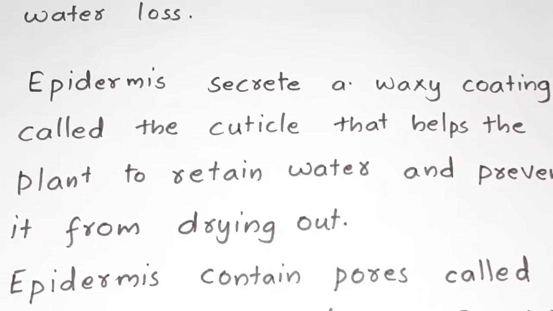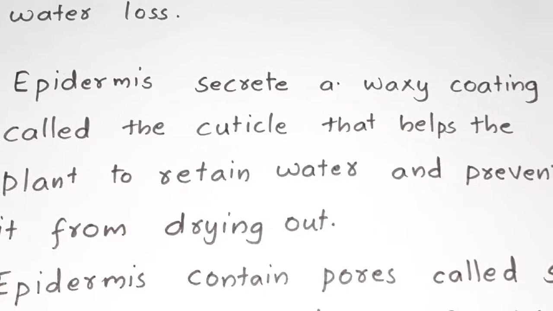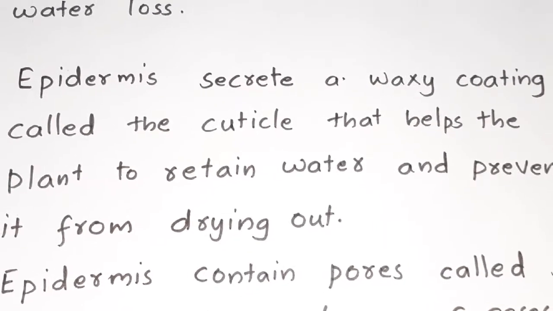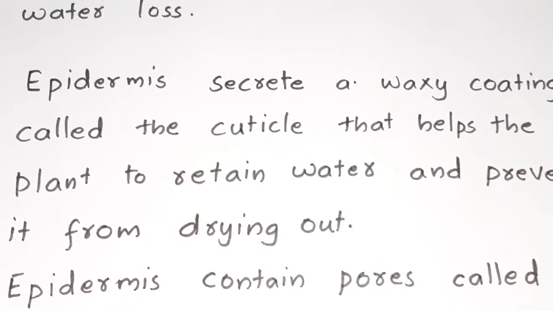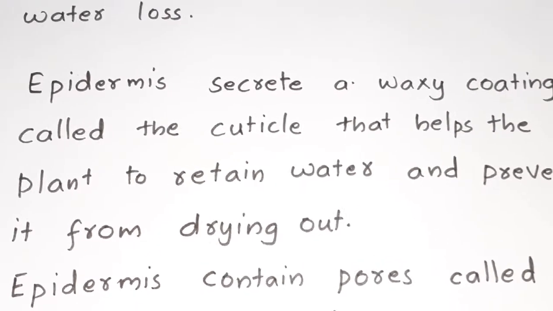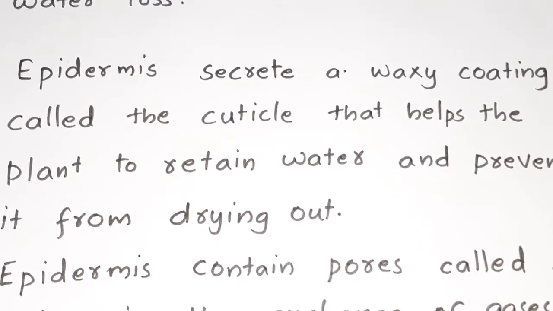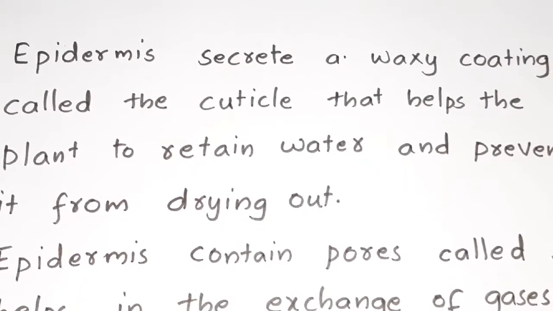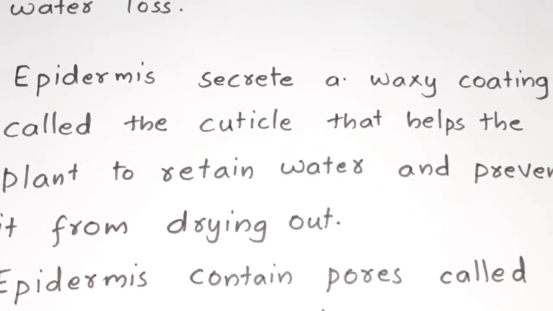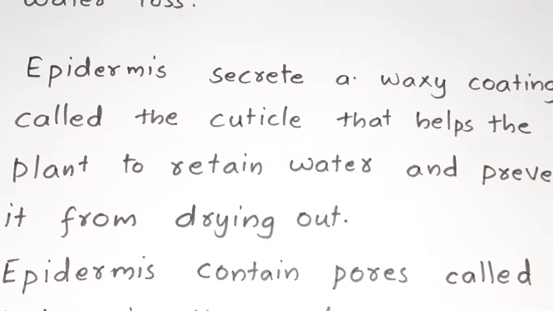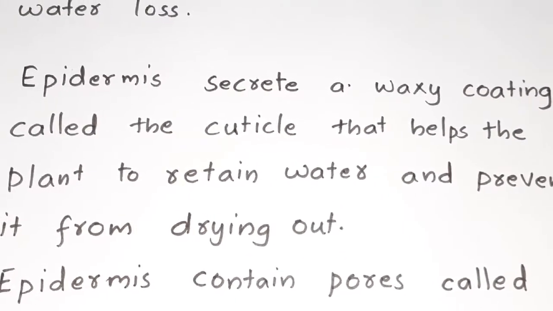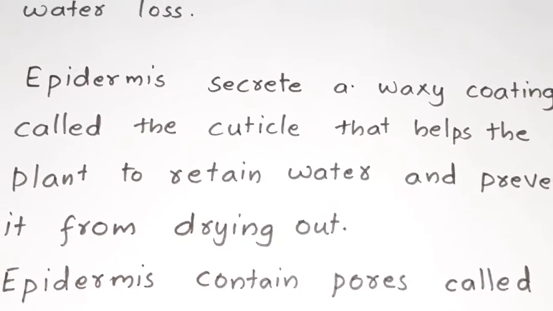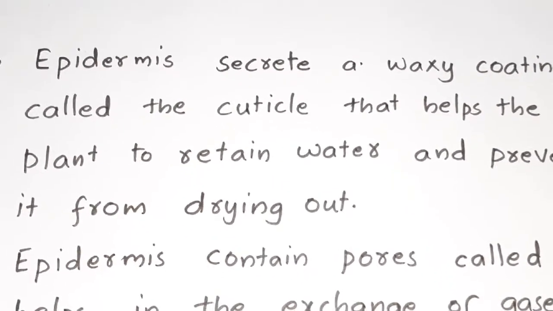You might have seen cactus and all. The stem is very fleshy, so it is filled with water. And on the outermost layer, you can see a waxy coating, a very smooth surface, and that is made up of a substance called the cuticle. This cuticle is secreted by whom? By the epidermis. These dermal tissues are secreting the cuticle.